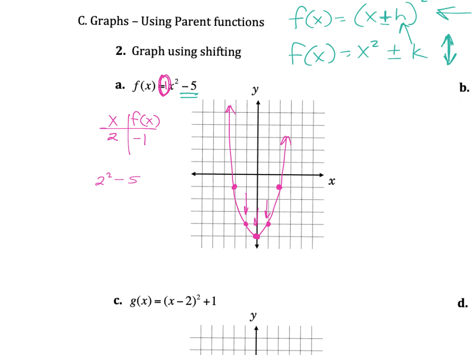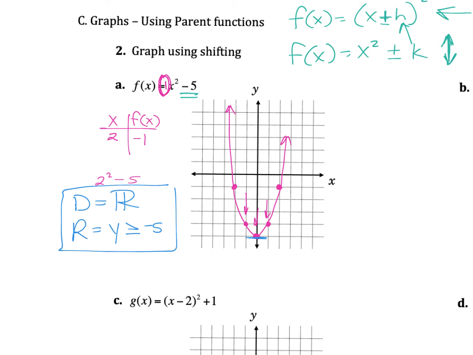Oh, sorry, I almost forgot. Can anyone tell me the domain of this graph? All real numbers, every single time, right? You can plug anything in for x. What's the range of this graph? Y is what? Greater than or equal to -5. Y is greater than or equal to -5. Okay, domain and range.